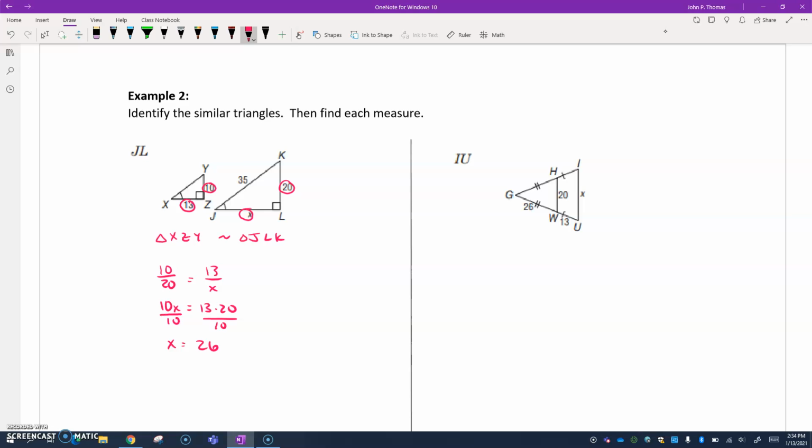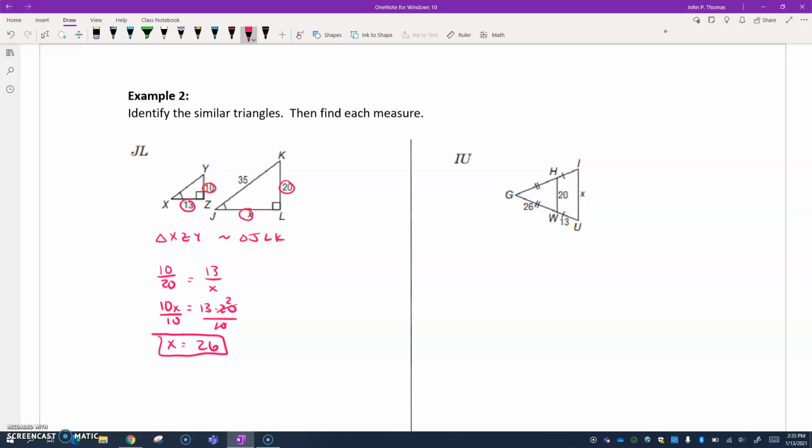And again, feel free to grab a calculator. I left my top multiplied out here so I could reduce 10 into 20 is 2, 2 times 13 is 26. But again, do what you need to do as far as getting those values. If you need a calculator, definitely feel free to go grab one.